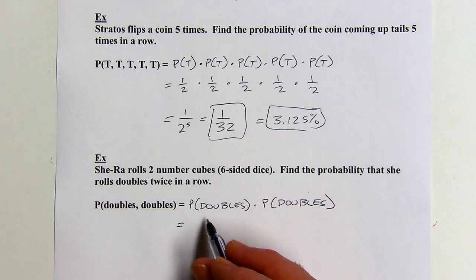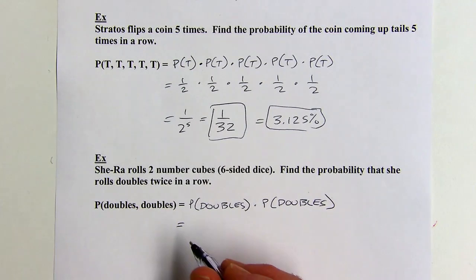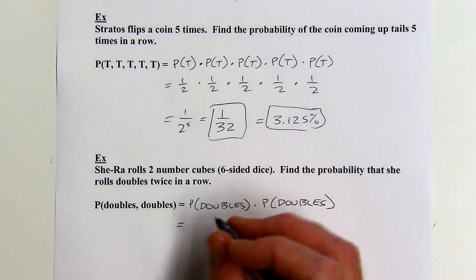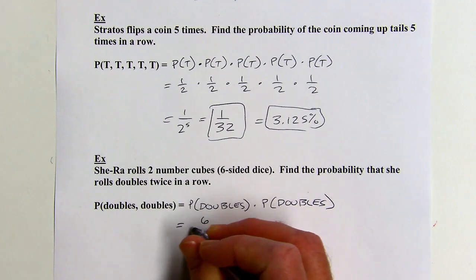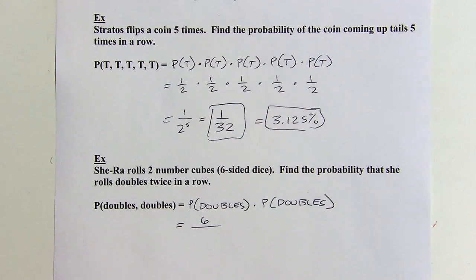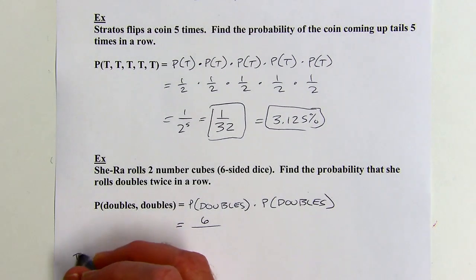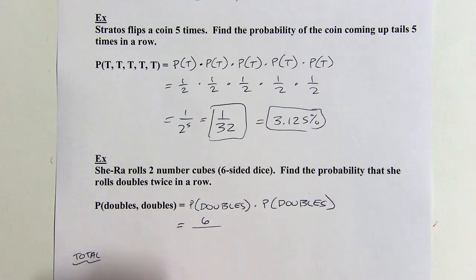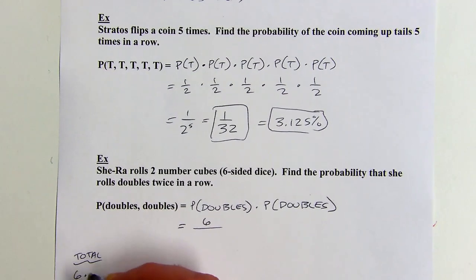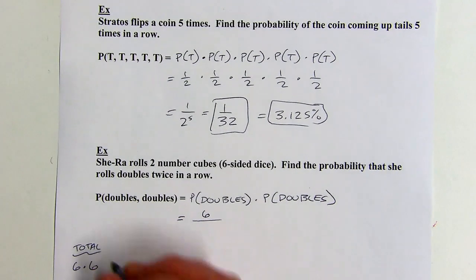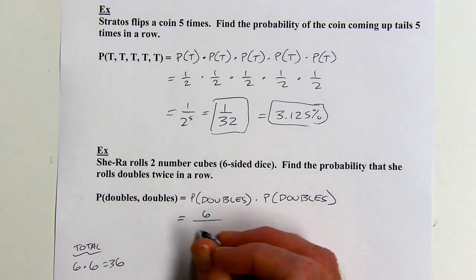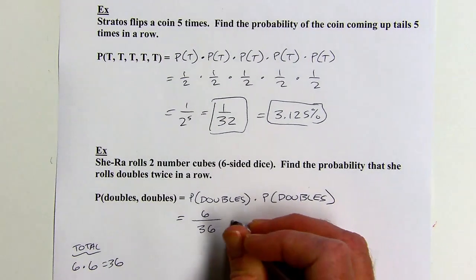Okay. All right. So doubles. Let's think about it. You could do double 1s, double 2s, 3s, 4s, 5s, and 6s. So there's 6 different ways that you can get doubles when you're rolling 2 dice. And that's the favorable outcomes. The total outcomes are going to come, well, on the first die, there's 6 things that can happen. On the second die, there's 6 things that can happen. This is the fundamental counting principle here. So there's 36 total things that can happen.